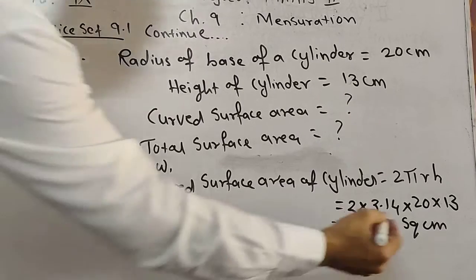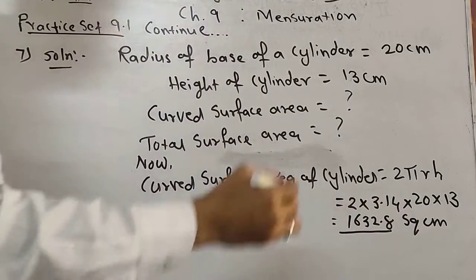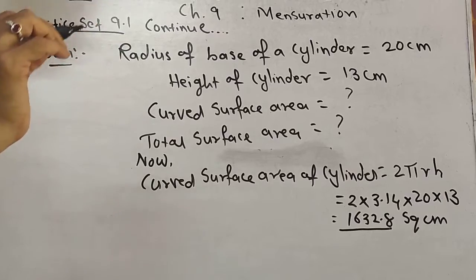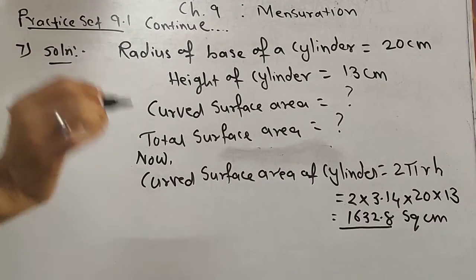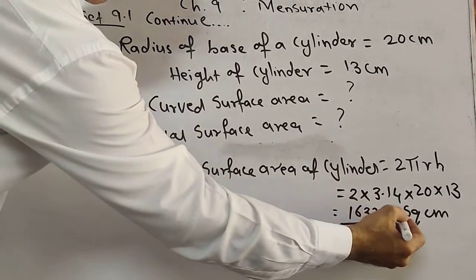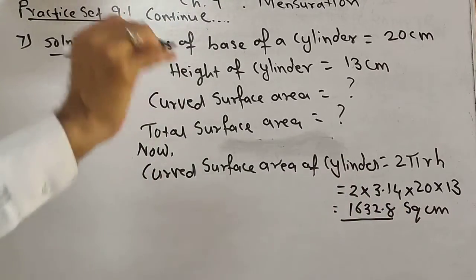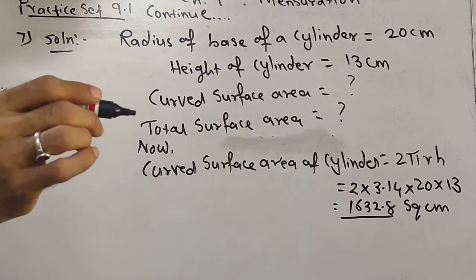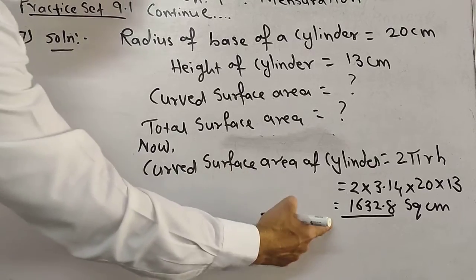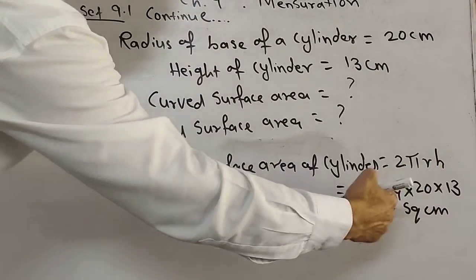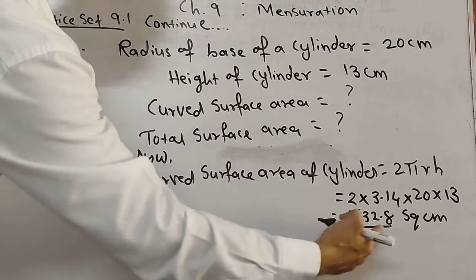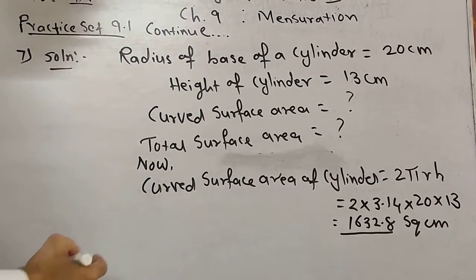1632.8. If suppose a 0 is here, you can put the 0 or you can drop the 0. You will get full marks. Keep in mind, if you write 0 here, it's okay, and if you do not write 0, it's also okay. Now you got the curved surface area very easily. Multiply everything, leave two digits from the back side, and you will get the answer.